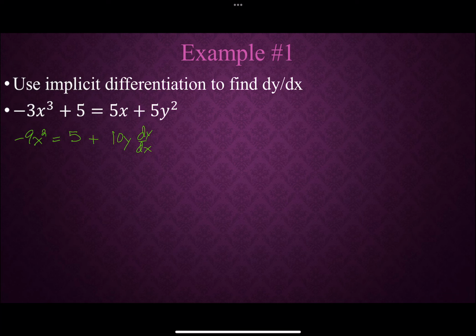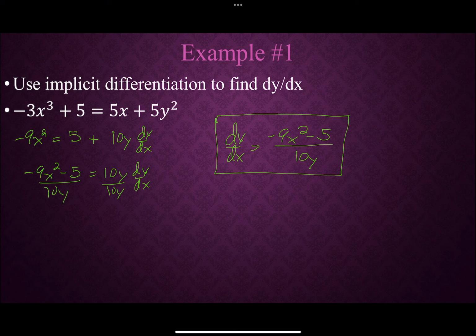So now we need to solve for dy dx, so we subtract the 5 over. And then I don't want the 10y, so we divide it over. So our dy dx term is negative 9x squared minus 5 over 10y.